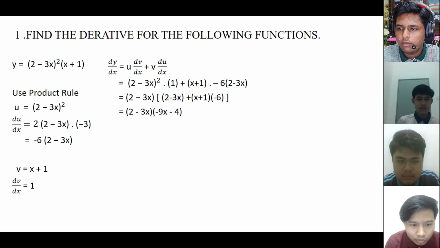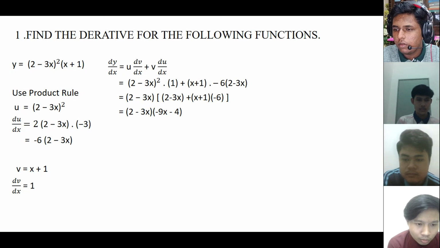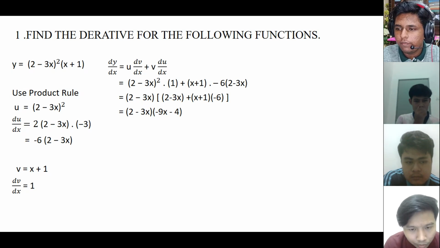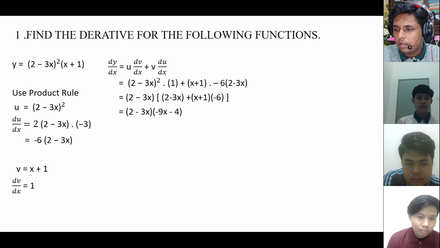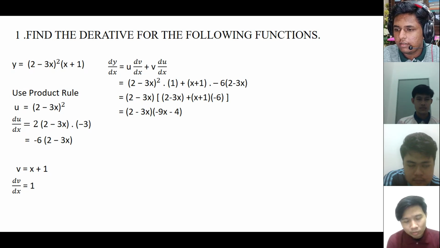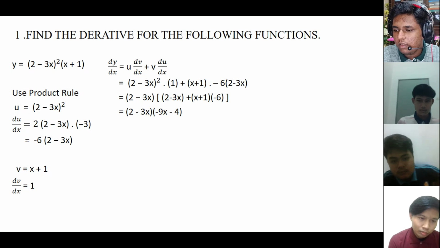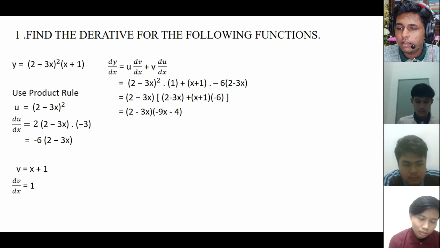So for this question, we will use the product rule. So we have to find the u first. So u is equal to bracket 2 minus 3x squared. We differentiate the u, so it will become 2 bracket 2 minus 3x multiply negative 3. The answer is negative 6 bracket 2 minus 3x. Next, we find the v. The v is equal to x plus 1. We differentiate the v, that will become 1.